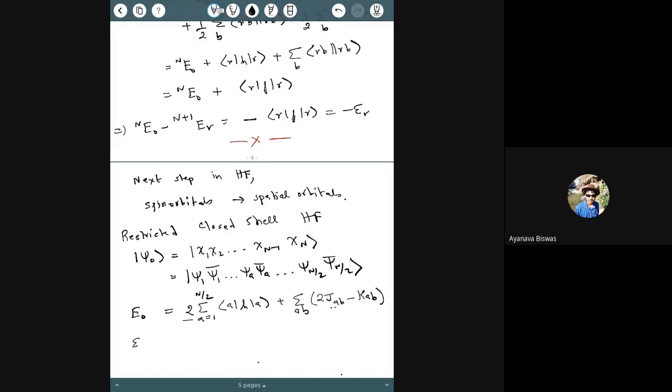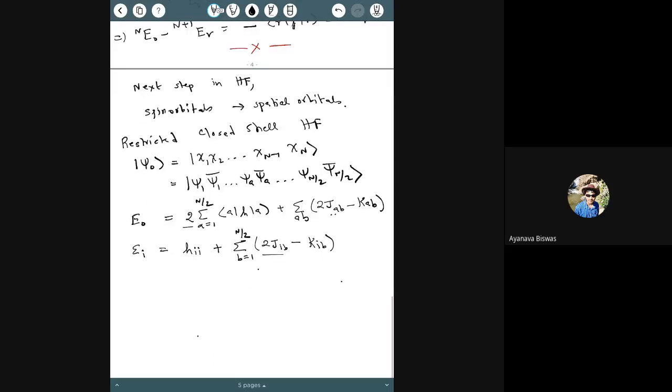This is the energy of the full determinant, and each orbital energy also changes, but there the 1 electron part is the same, and the 2 electron part of the energy again develops a factor of 2 in the Coulomb integral, and the exchange has the same minus 1 factor. The equation, on the other hand, in spatial coordinates now, looks exactly the same.